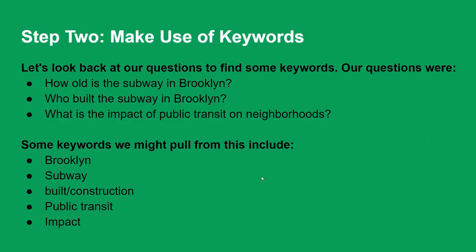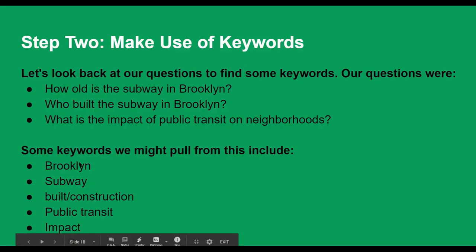My questions again: How old is the subway? Who built the subway in Brooklyn? What's the impact of public transit on neighborhoods? So some important keywords, well, obviously I need Brooklyn, subway. I'm thinking a lot about the subway. And I might use construction or built. I might think more broadly than the subway and think about public transit. I might use the word impact. I actually didn't put the word neighborhood as a keyword, but that might end up being a good keyword. Often as we do a search online, we think of new keywords and we add to them.